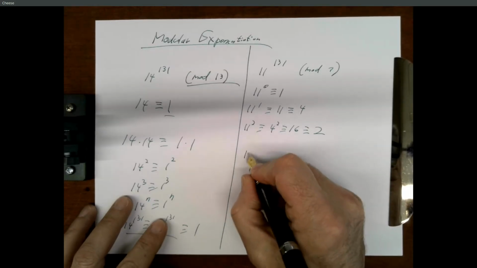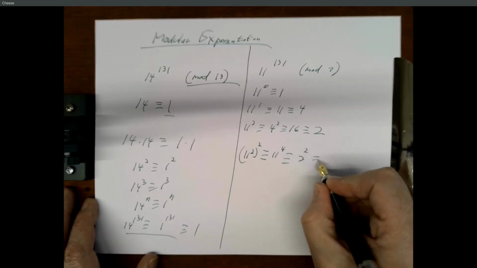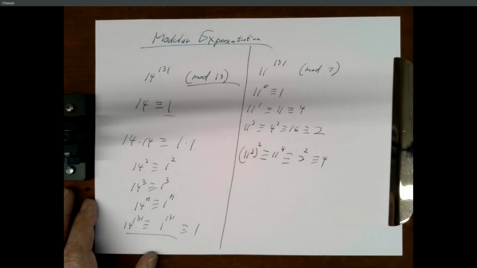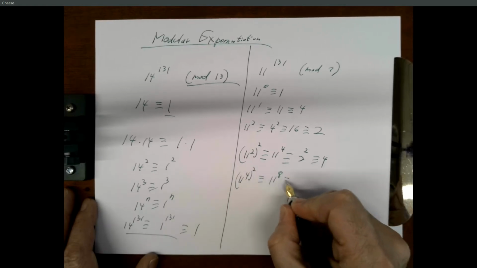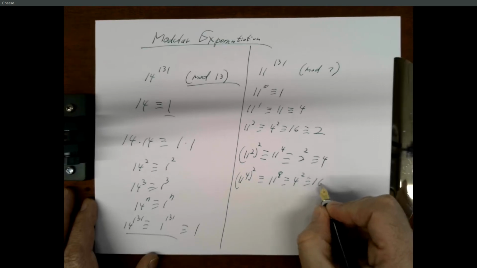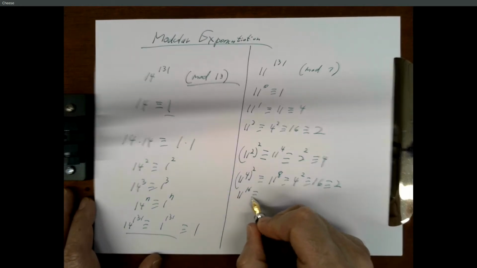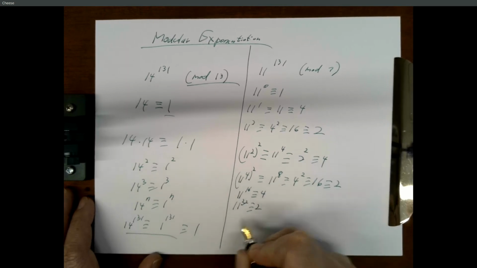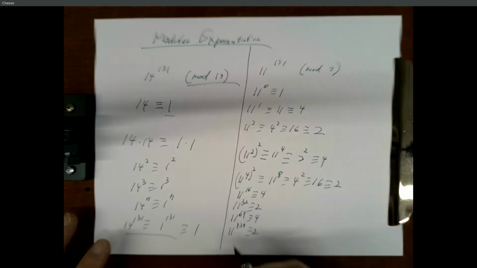So I'm going to take 11 to the 2 squared, which will be 11 to the 4th, and that's going to be congruent to 2 squared, which is 4. And then 11 to the 4th squared will be 11 to the 8th, and that'll be congruent to 4 squared, which is 16, which is 2. And I've got a pattern now, right? 11 to the 16th is going to be 4, 11 to the 32nd will be 2, 11 to the 64th will be 4, and 11 to the 128th will be 2. And I'm just following the pattern.